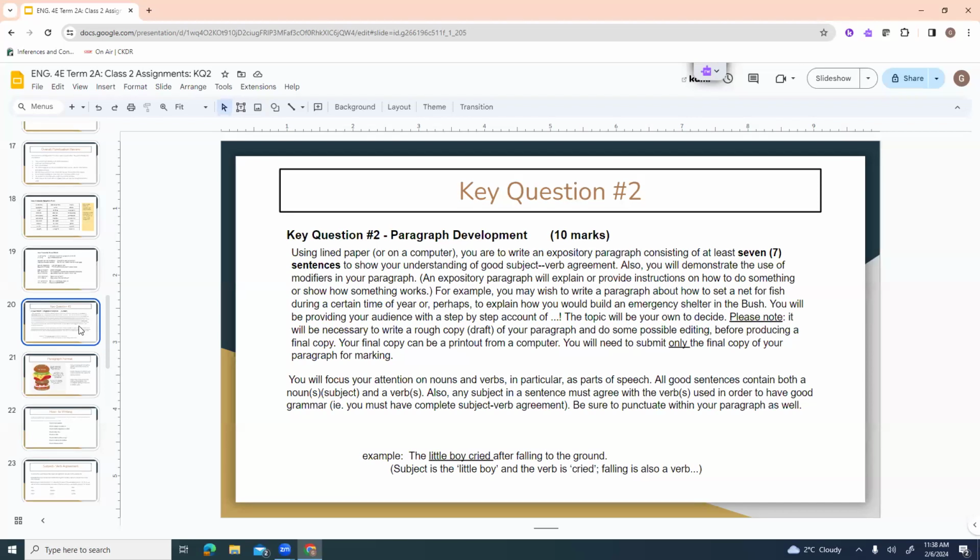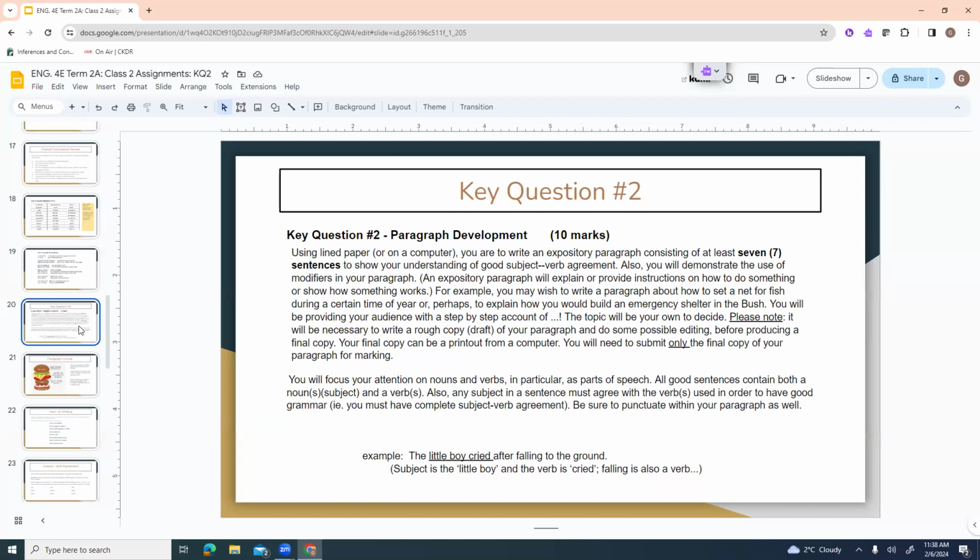Now, subject-verb agreement we're going to talk about, and modifiers. Modifiers are just adjectives and adverbs, which we've talked about before, and we'll talk about a little bit again. It will be necessary to write a rough draft of your paragraph and then do some possible editing before producing a final draft. Your final copy can be a printout, that's fine. You only need to submit the final copy of your paragraph for marking. You don't need to submit your rough draft. In a lot of the courses you do, for this one, it's not necessary.